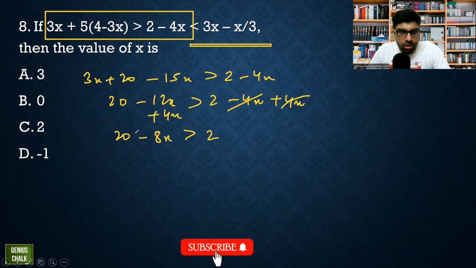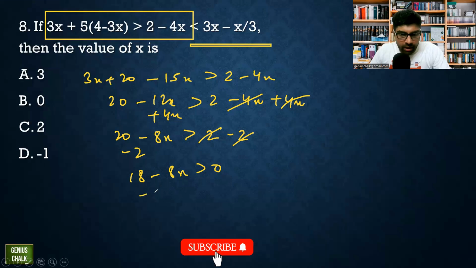So we have to take this side. 20 is there, 2 is there. So subtract 2 from both sides. Now this becomes 18 minus 8x greater than 0. So now this 18 goes that side, or you subtract 18 from both sides. So subtracting 18, this gets cancelled. Minus 8x is greater than minus 18.